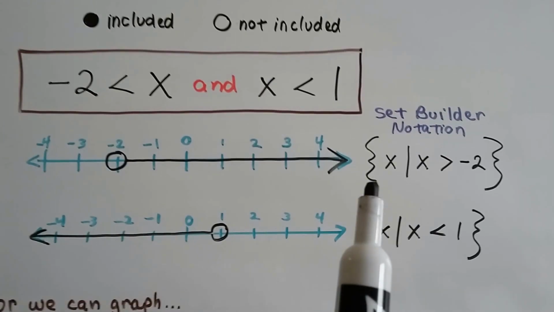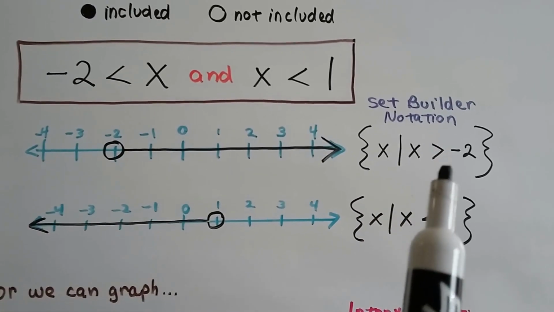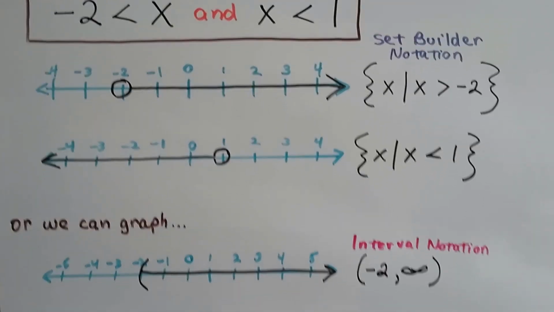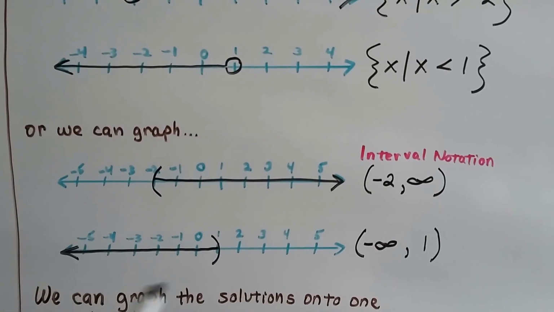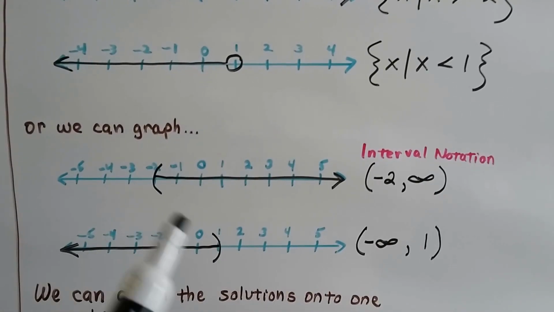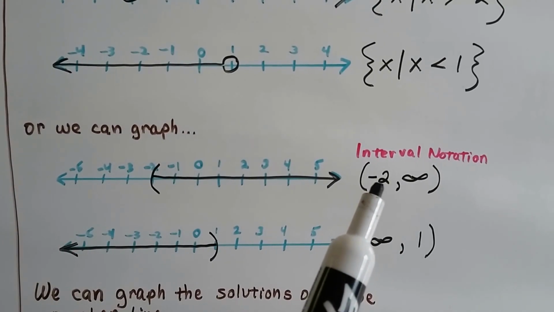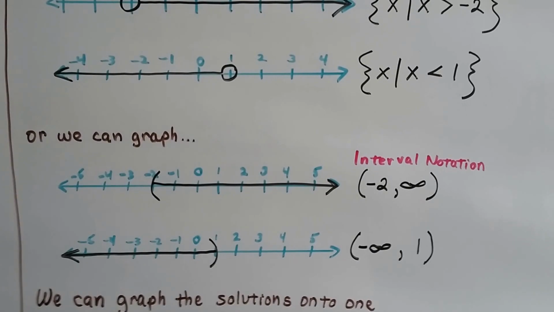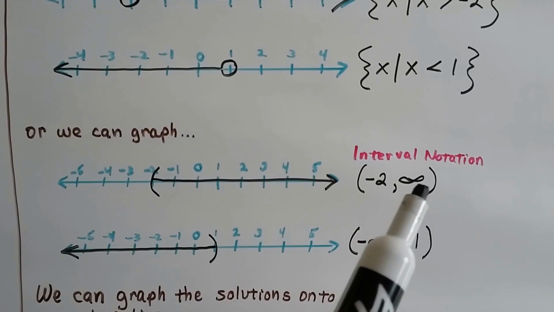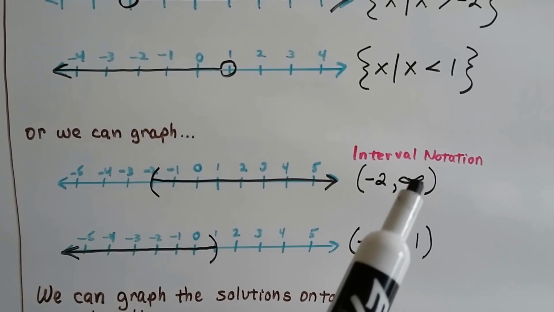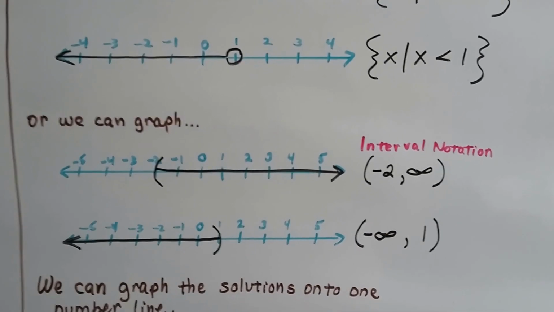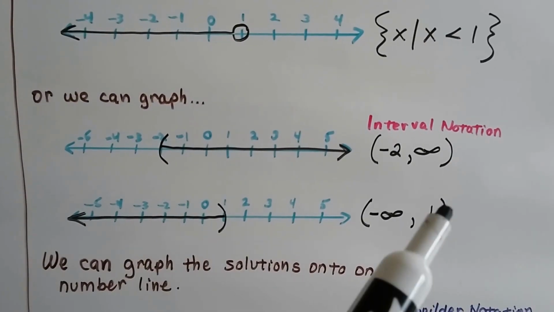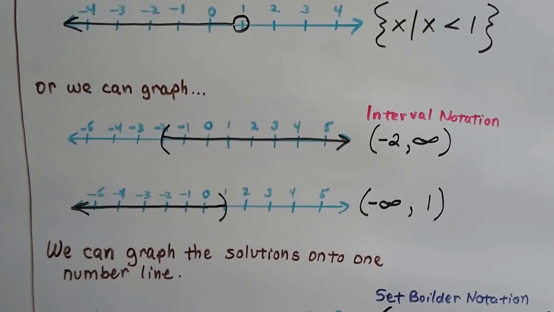In set builder notation, we would write x such that x is greater than -2 and x such that x is less than 1. We can also graph it in interval notation with a parentheses to show it's not included, and it would be -2 comma infinity, because it's going on for infinity this way for the first graph, right? And we never put a box bracket next to an infinity symbol. It's always got a parentheses. And on this side, the 1's not included, so it's got a parentheses, and it goes on into -infinity.